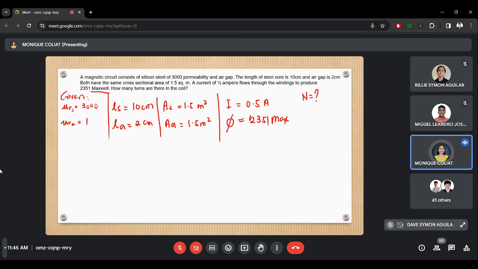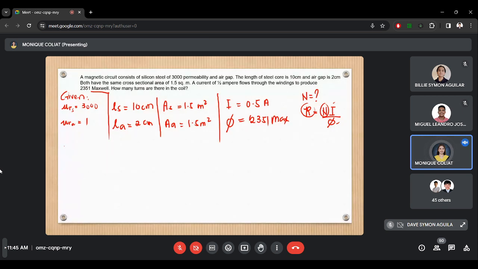Let's say, to get N, the closest formula we have involving permeability is reluctance equals Ni over flux. We have the current and the flux, and we are looking for N, but we don't have the reluctance. So we have to get the reluctance using all of these given parameters.